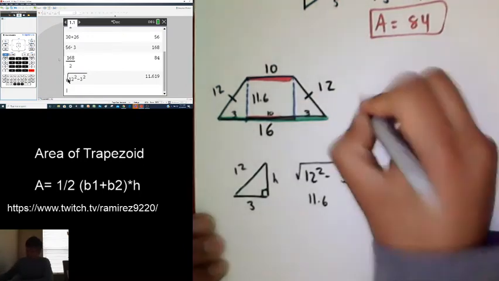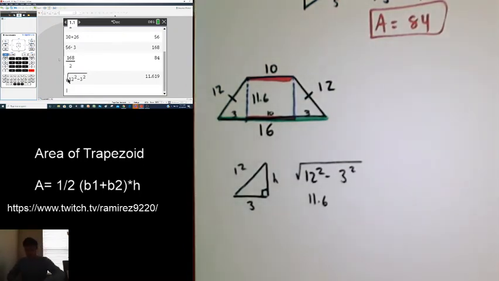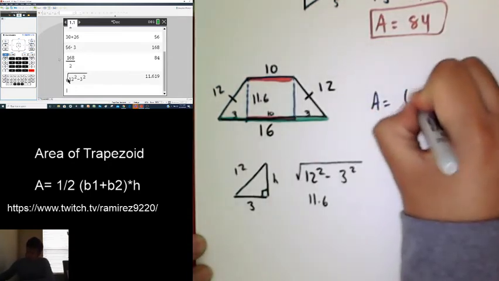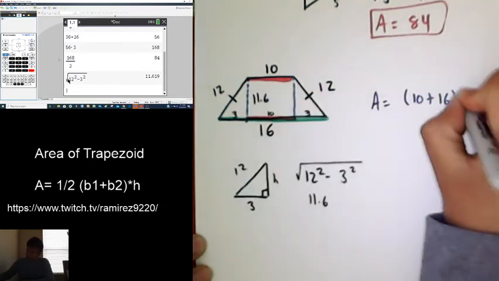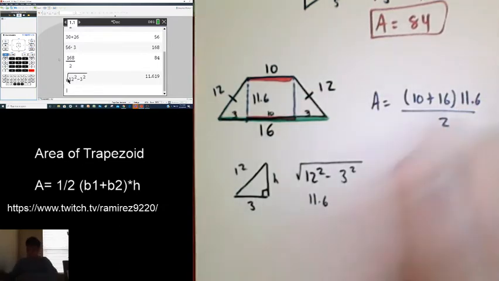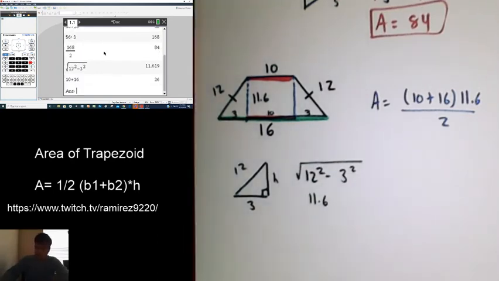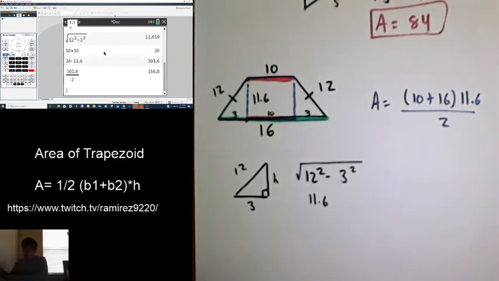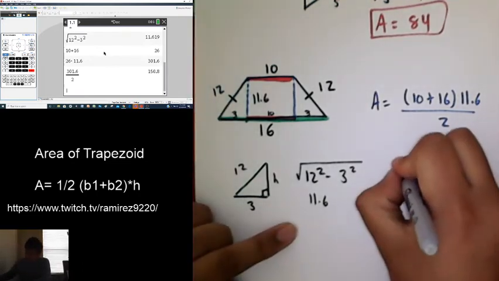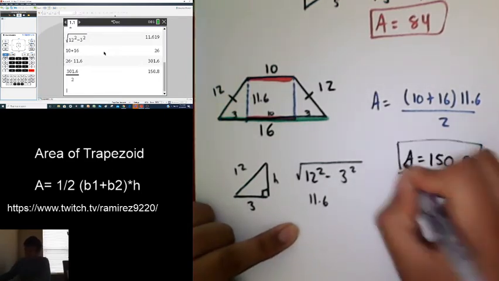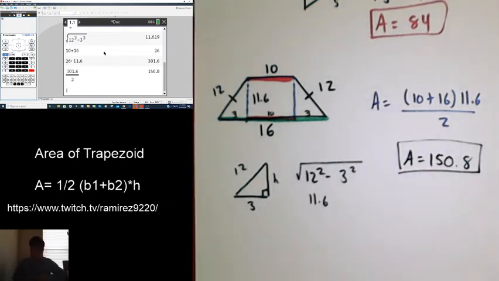So now I know everything I need to know for this problem. My area is going to be my two bases added together times my height, which we just found, divided by 2. So again, once you know your bases and your height, you're set on these problems. So 10 plus 16 is 26 times 11.6 divided by 2. So that's 150.8. That's what my area is. That's simple, guys. That's simple.